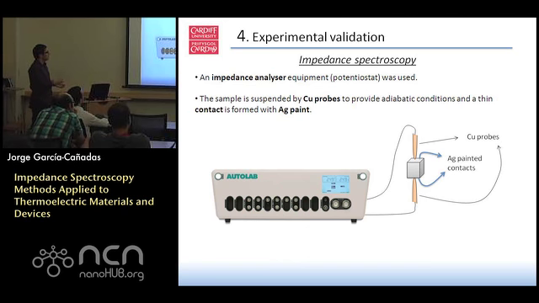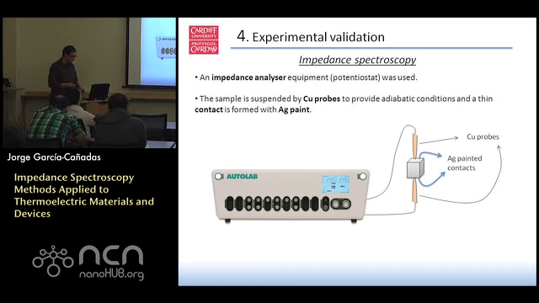To validate, I've used a bismuth telluride leg, very small, usually a few millimeters square, 1.4 millimeters square area, around 1.5 millimeter length. I spread a bit of silver paint to make the contacts, and then I use 2 probes to apply the current with very sharp tips to ensure adiabatic conditions and avoid heat flux going towards the probes.